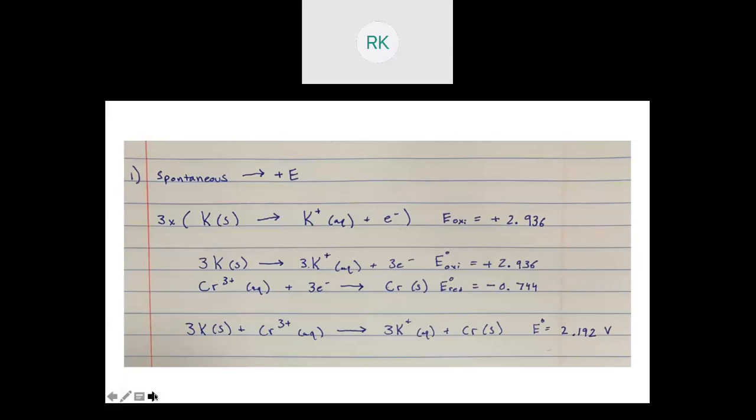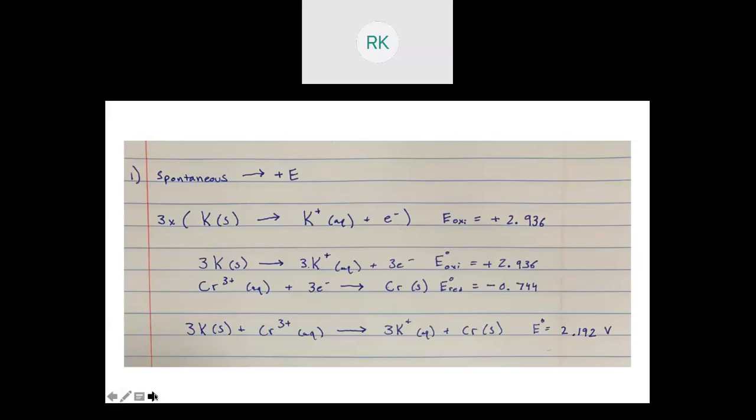If you ignore that 3 for a second, I just flipped the potassium equation. So instead of K+ on the reactant side, it is now solid potassium going to a potassium ion plus an electron. You'll notice I wrote E oxidation. It's in terms of oxidation now, not reduction, and all I did was change the sign. So it's positive 2.936, no longer negative. Now you'll notice I multiplied it by 3 as well.